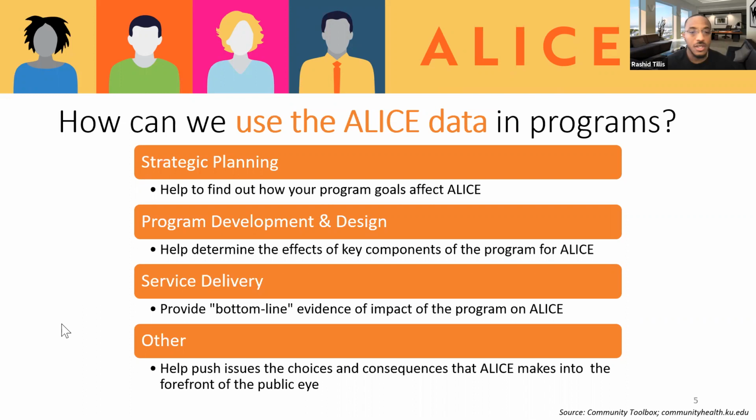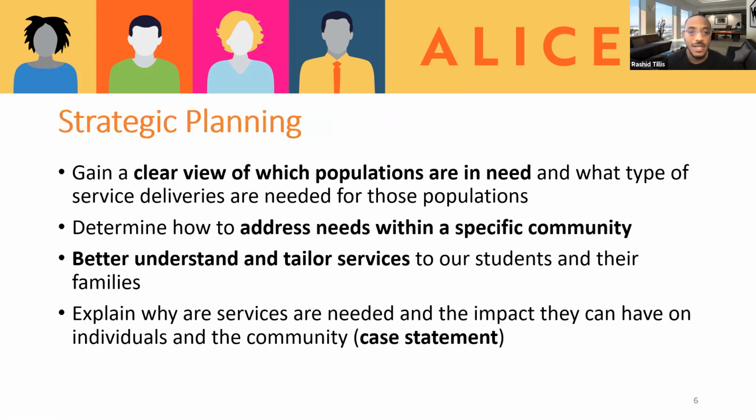Thank you so much, Jessica, and so glad that everyone's here taking in this information. So let's jump right into strategic planning. We all know how critical this is to the work that we do and the clients that we serve. So let's look at these 4 bullets. The first one says strategic planning helps us to gain a clear view of which populations are in need and what type of service deliveries are needed for those populations. So having a clear view of who we're serving is really key, right, to our strategy.